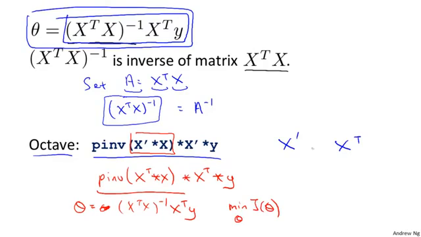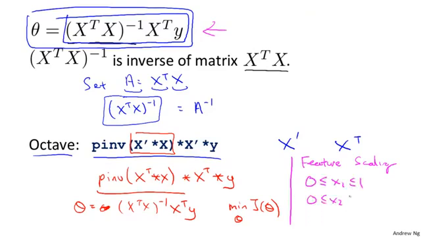One last detail: in an earlier video I talked about feature scaling and the idea of getting features to be on similar ranges of scales, or similar ranges of values of each other. If you're using this normal equation method, then feature scaling isn't actually necessary, and it's okay if, say, some feature x1 is between 0 and 1, some feature x2 ranges from 0 to 1000, and some feature x3 ranges from 0 to 10 to the minus 5.